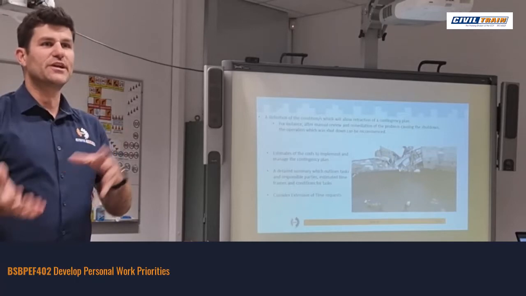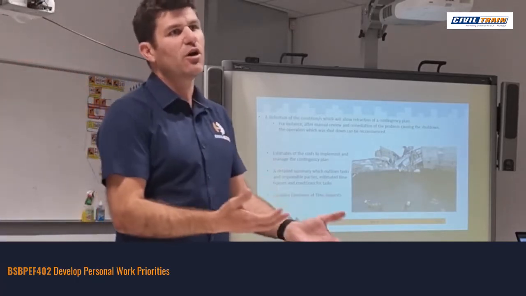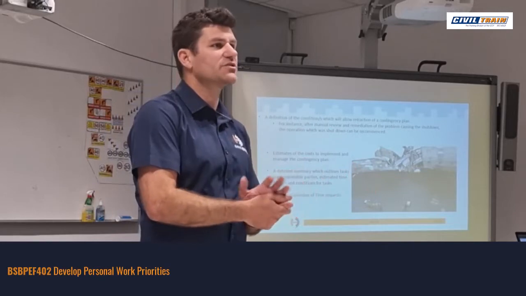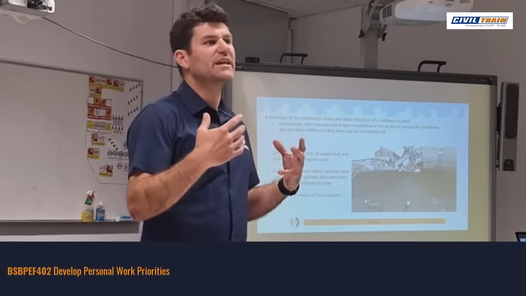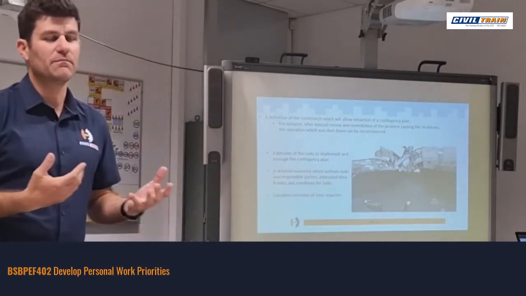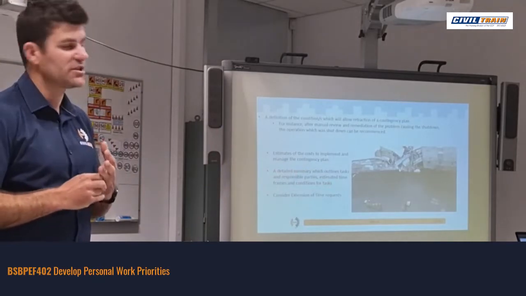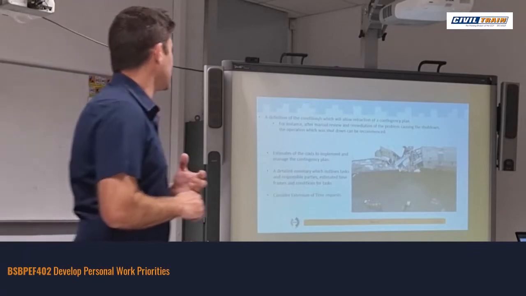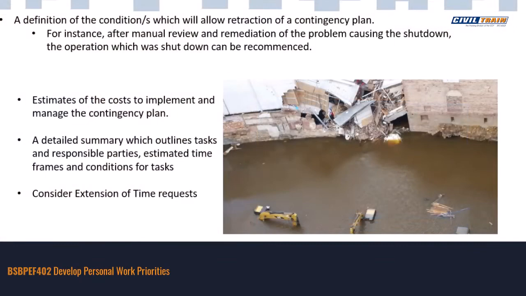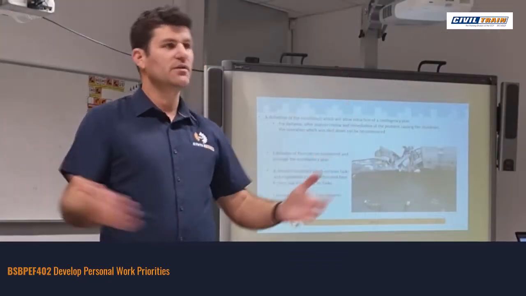Obviously, if we're bringing in extra resources, if we're hiring equipment, that's extra cost. If you're just swapping team members within your work team, it's probably less of a potential cost, but it's still a loss there initially. So again, the crucial part with any sort of contingency plan is just knowing how to retract that. For instance, after manual review and remediation of the problem causing the shutdown, the operation can be recommenced. Most commonly, there are simple ways of retracting. As you said, staff members off sick, staff members back, away we go.